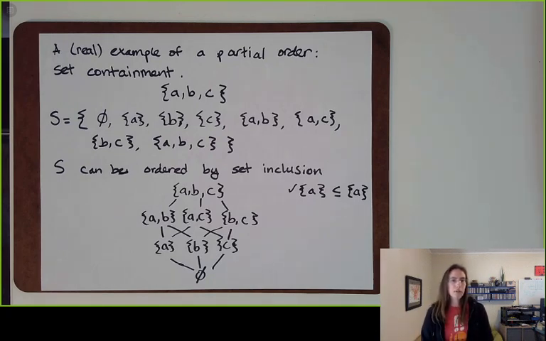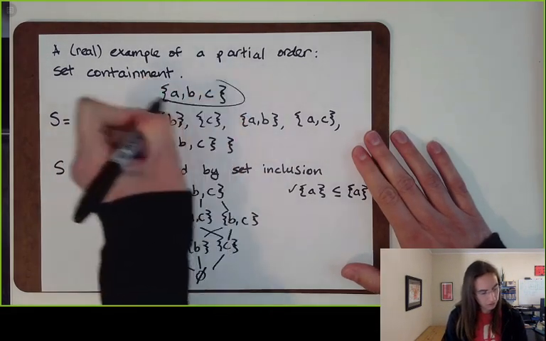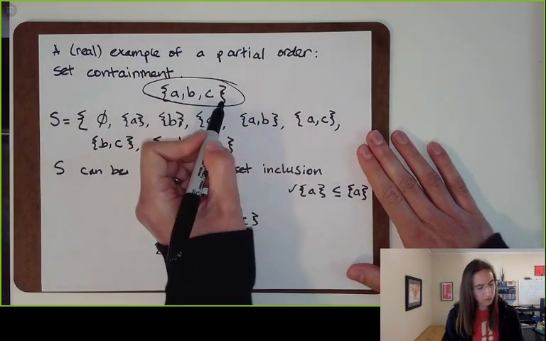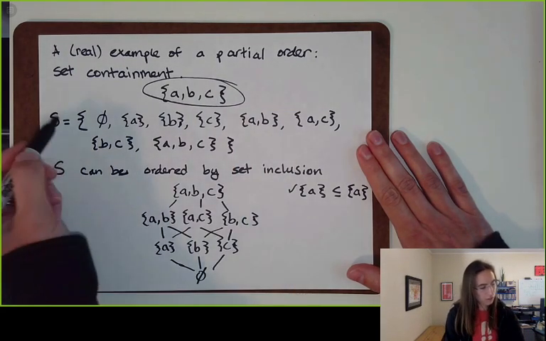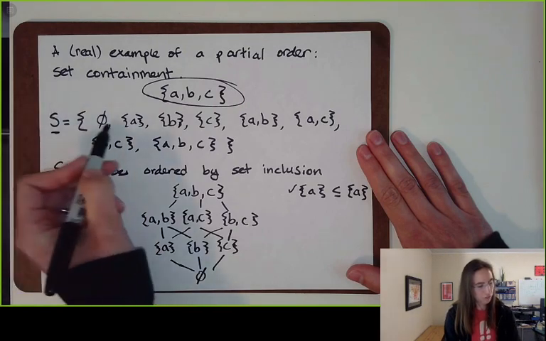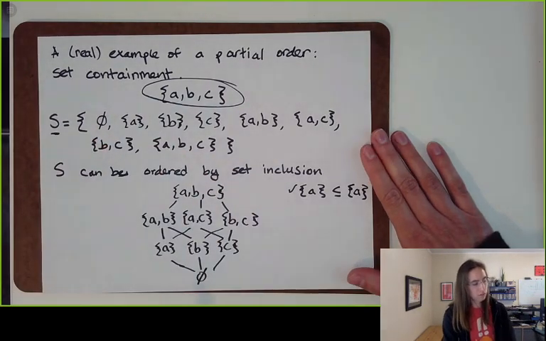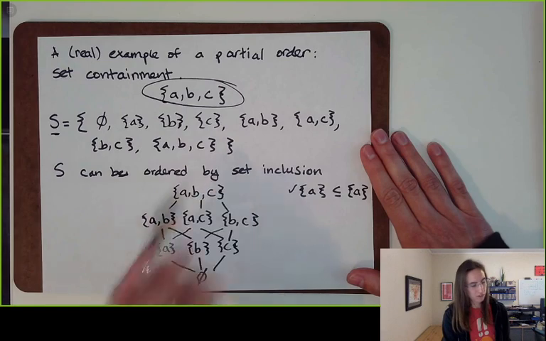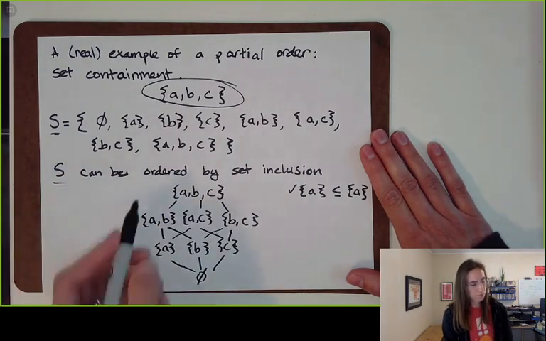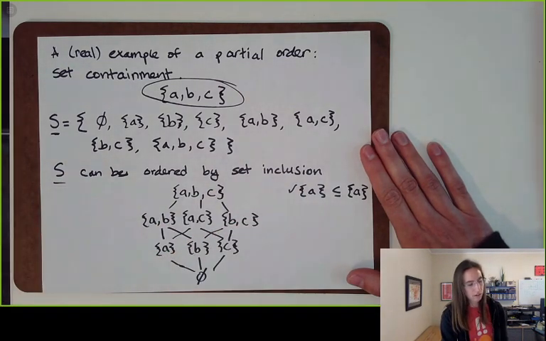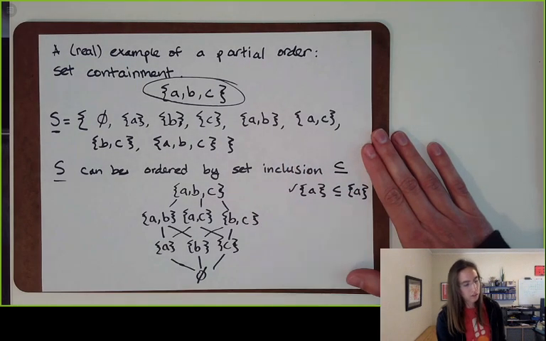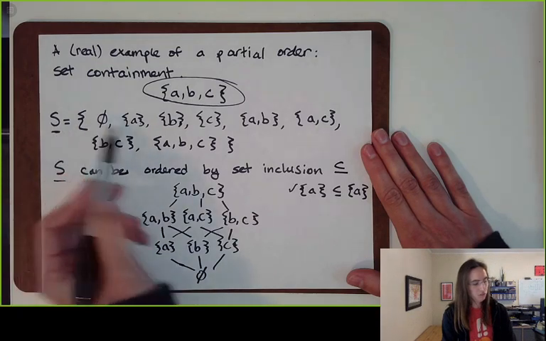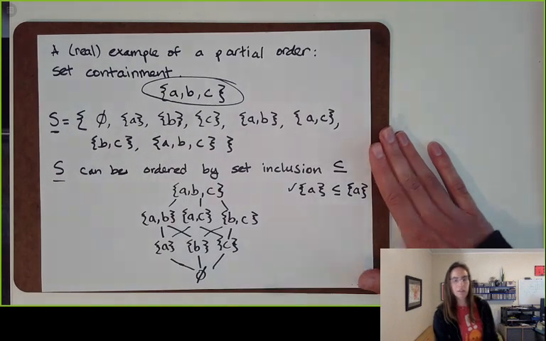Somebody just asked in chat, how is a set of 3 letters a partial order? Well, this here is the set that we're taking subsets of. So the partial order is on this set S, which is the set of all subsets of that. This set S that has 8 elements here can be ordered by set inclusion. So what we're doing is defining this set inclusion order on the set S, which is the set of subsets of this set up here.